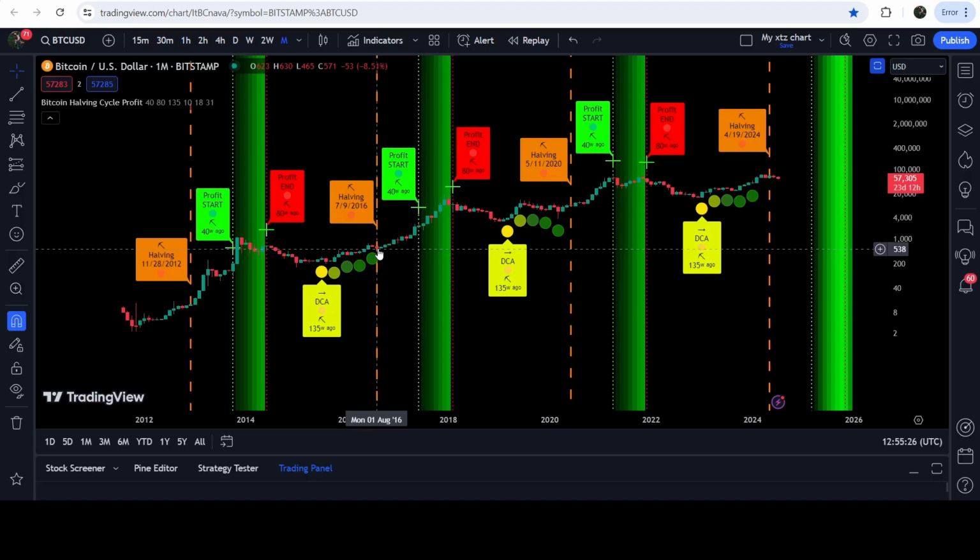Then this was the halving of 2016. It happened again. And after the halving of June 2020, you can see it happened again. We had a long rally. Then this was the take profit area. And this was where the profit ended. And then we had a long bearish move.